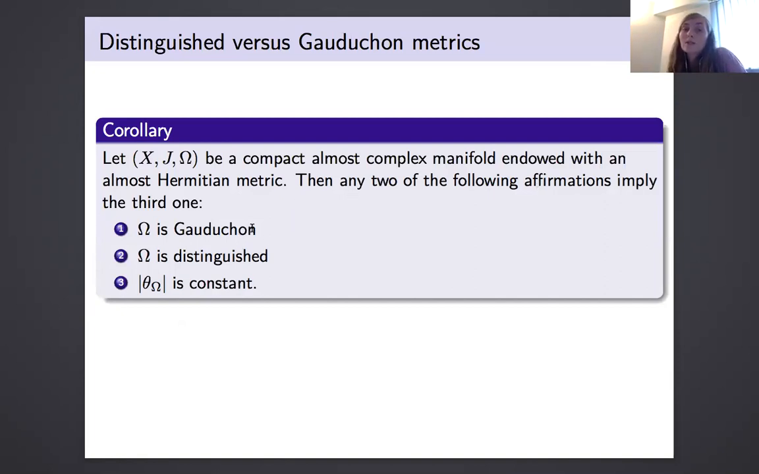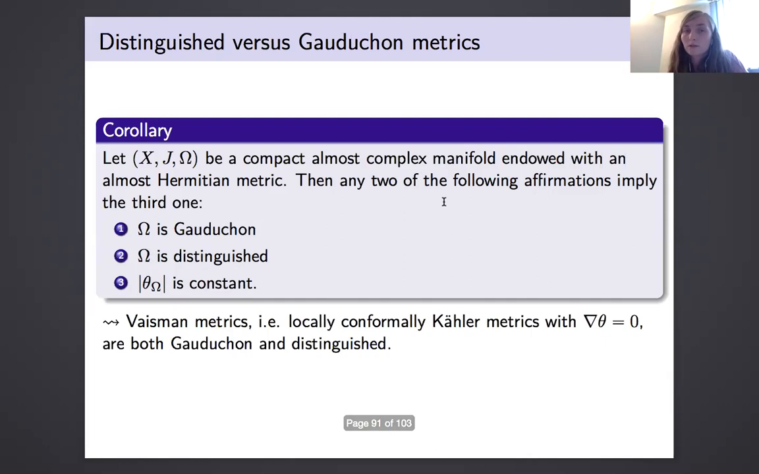So if omega is both Gauduchon and distinguished, then necessarily the norm of the Lee form is constant. And you do the same: if the norm is constant and omega is distinguished, then it's Gauduchon. If omega is Gauduchon and the norm is constant, then the metric is distinguished. So there exist many examples of metrics where all three things hold, so distinguished coincides with Gauduchon.